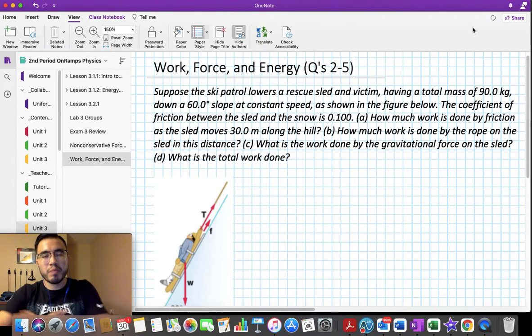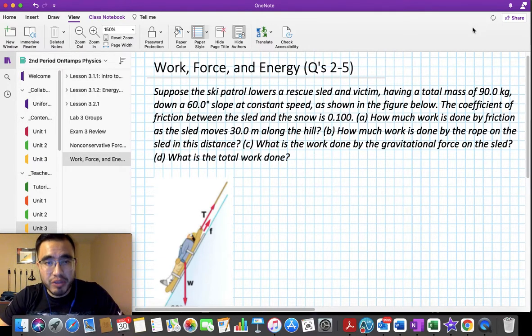Hi everyone. So this example problem will help us make the connection between work, force, and energy. We define work as a force across a distance, right? So F d cosine theta. And then we also said that work was the change in energy. So now we'll get the chance to use both to see how we can get this problem solved.